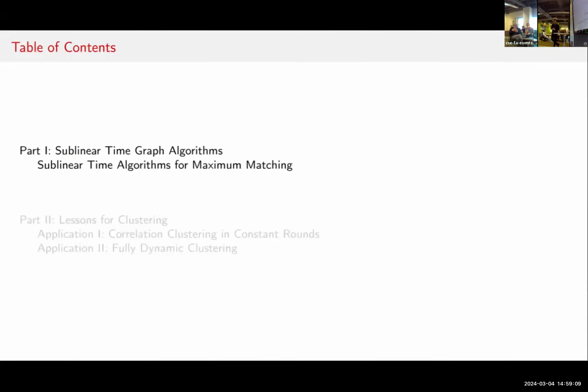Okay, so the talk has two main parts. The first part is about sublinear graph algorithms. It has nothing to do with clustering. But as we'll see, the machinery developed for these sublinear graph algorithms is super useful for clustering algorithms. I believe there's a lot of potential for much more to explore here, so I'm hoping that maybe we can find some application in this workshop. And in the second part of the talk, I talk about the applications, in particular one application in correlation clustering.